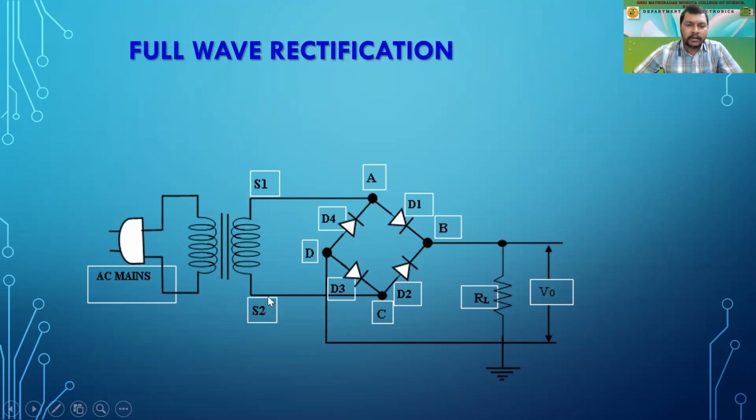During the negative half cycle, S2 will be positive and S1 will be negative. So when S2 is positive, D2 and D4 will be forward biased, whereas D1 and D3 will be reverse biased. Current will start flowing from S2 to node C, then D2 to node B, then load resistance RL, then again it will reach node D. Then it will go through D4, since D4 is forward biased and D3 is reverse biased. So A, S1, and S2. This is how we have to write it.